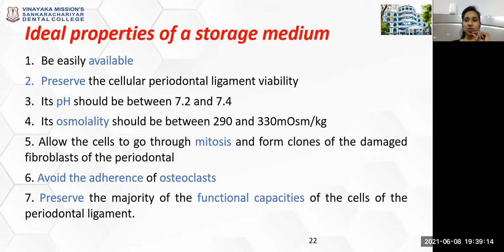and the pH has to be similar to that of the oral environment, somewhere between 7.2 to 7.4, osmolality between 290 to 330, and it also should avoid the mitosis, that is cell division of the PDL cells which are actually viable and form clones, and it should also prevent the adherence of osteoclast. If the osteoclast gets adhered, it will cause resorption, so it should prevent that. And the most important thing is it has to maintain the functional capacity of the viable cells. So these are the common requisites of an ideal storage medium.